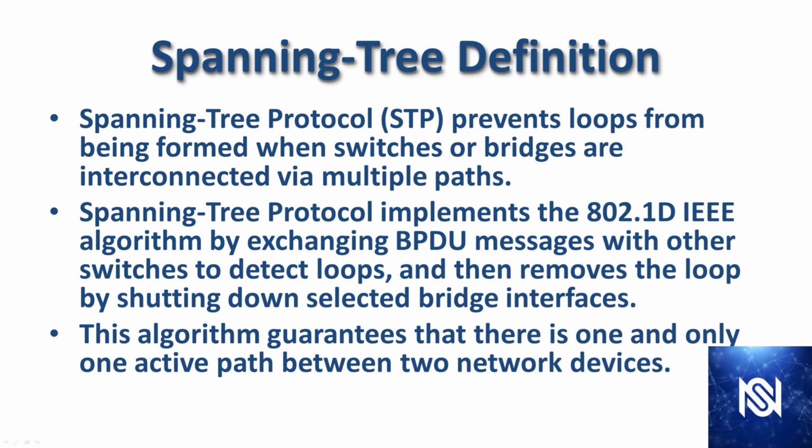Here we have Cisco's definition of spanning tree. Spanning tree prevents loops from being formed when switches or bridges are interconnected via multiple paths. The spanning tree protocol implements the 802.1d IEEE algorithm by exchanging BPDU messages with other switches to detect loops, and then removes the loop by shutting down selected bridge interfaces. The algorithm guarantees that there is one and only one active path between the two network devices.